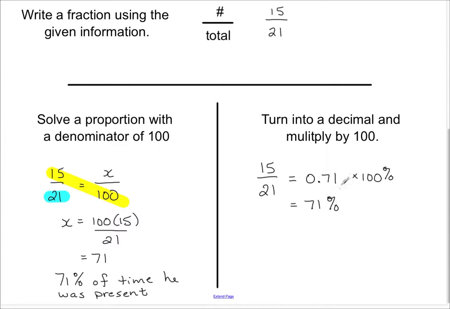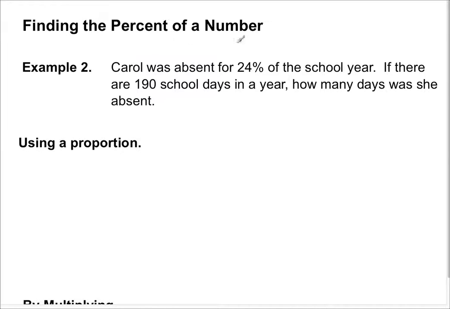So a lot of times people turn it into a decimal and then multiply by 100%, which turns it into a percentage. Now we're going to use finding the percent of a number, and we're going to do this in 2 different ways as well. So let's take a look at example number 2. It says Carol was absent for 24% of the school year. If there are 190 school days in a year, how many days was she absent?